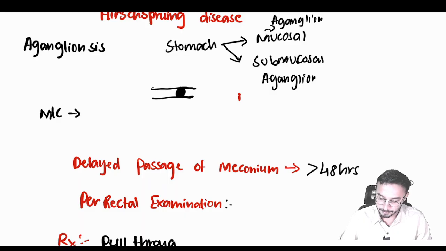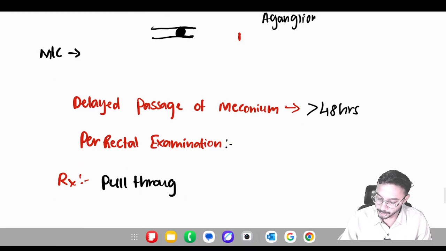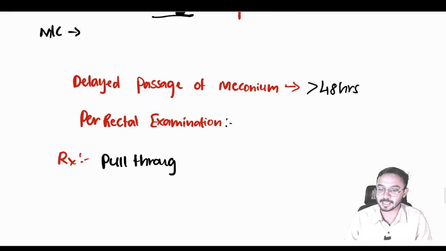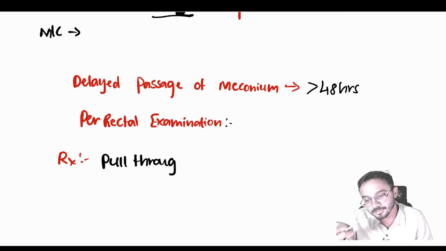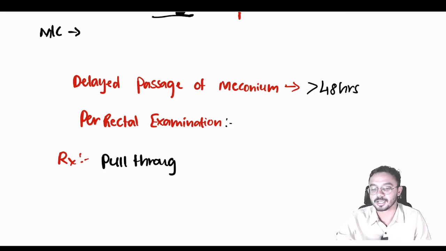So this is a very important diagnostic criterion. And on per rectal examination, after I remove the hand, the stool will get expelled spontaneously. Why? That narrowed part will get dilated. After the per rectal examination, the stool will come out automatically by itself.